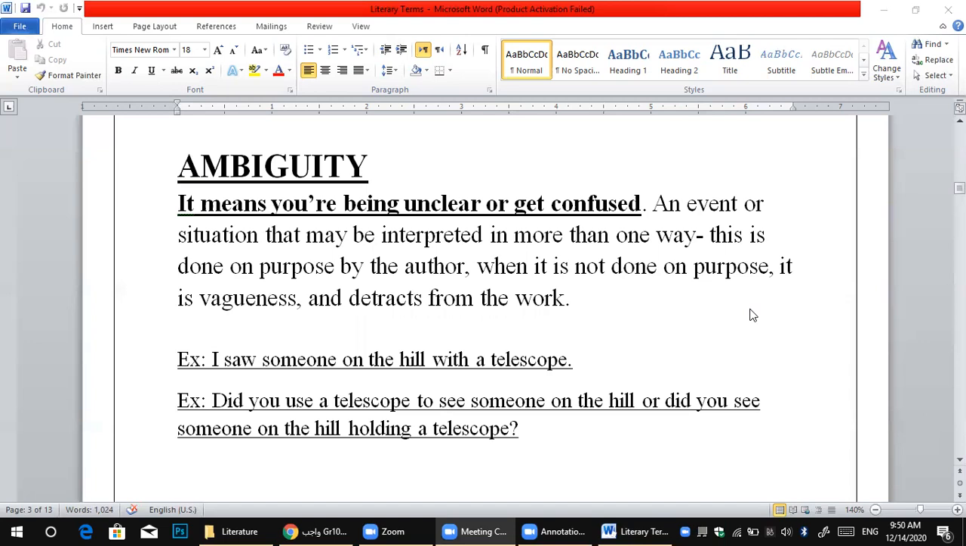The next one is called ambiguity. Ambiguity means being unclear or confusing. What does it mean? It's getting misunderstood, when your understanding is not clear. For example, listen: I saw someone on the hill. So you ask me, did you use a telescope to see someone on the hill? Or did you see someone on the hill who was holding a telescope? So here is ambiguity. That's a misunderstanding, something unclear.